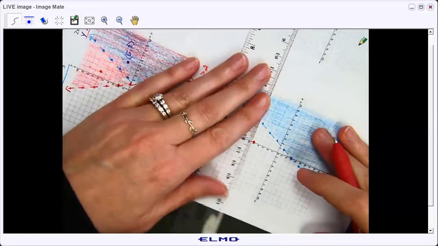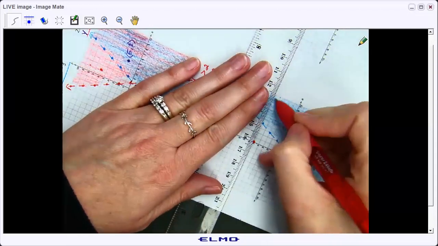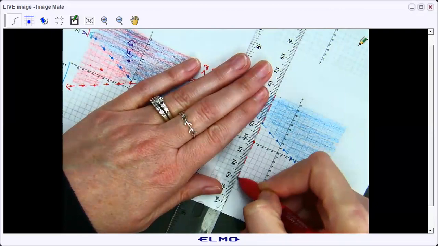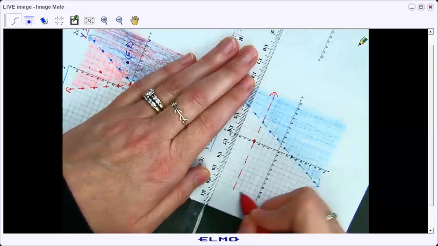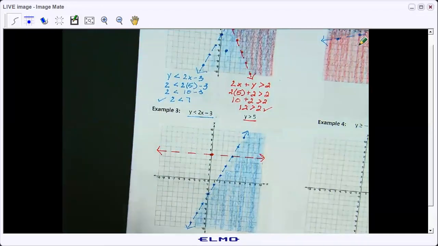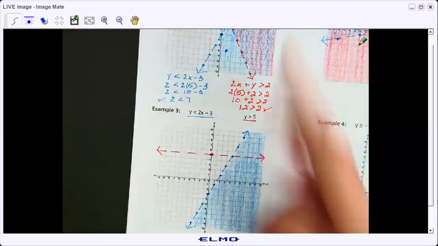Oh no, it's a horizontal line. Okay, then since it's greater, we will shade above.